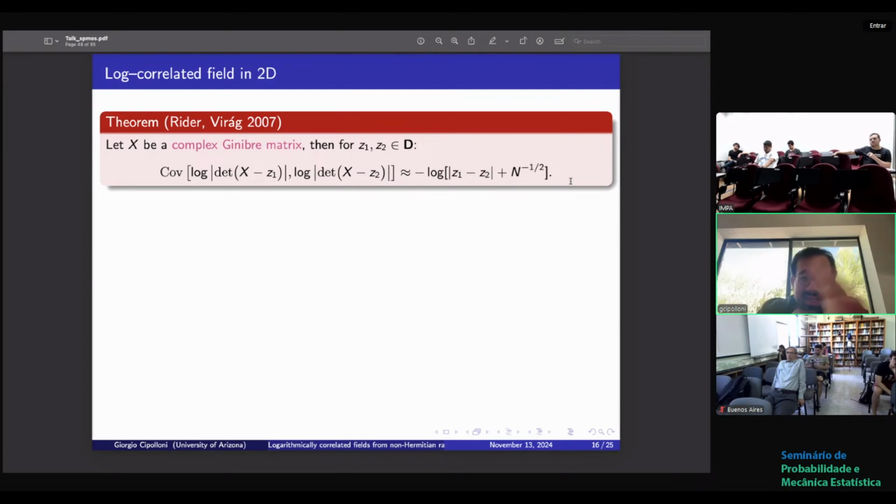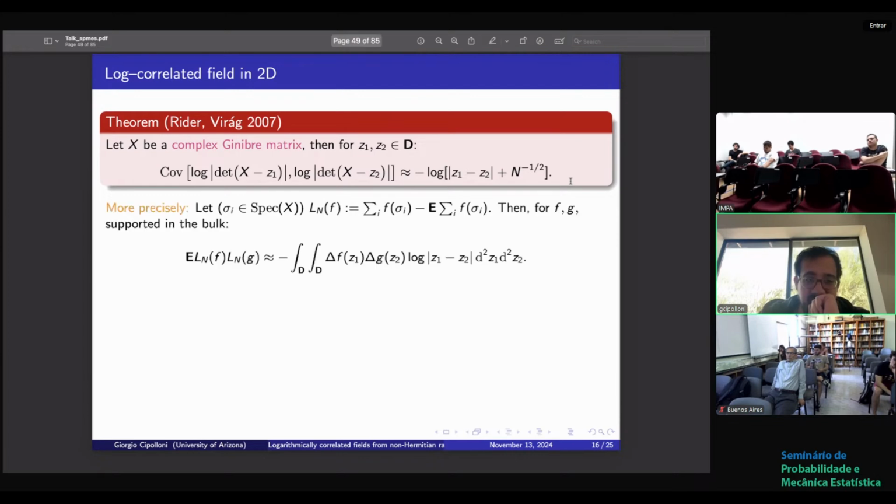I just studied this a bit heuristically to highlight this behavior. Maybe let me just say that this is actually proven in a distributional sense, in the following sense: if we look at some fairly smooth linear statistics of the eigenvalues, where the sigmas are the eigenvalues of the non-Hermitian matrix X, then the covariance is given by the following quantity.